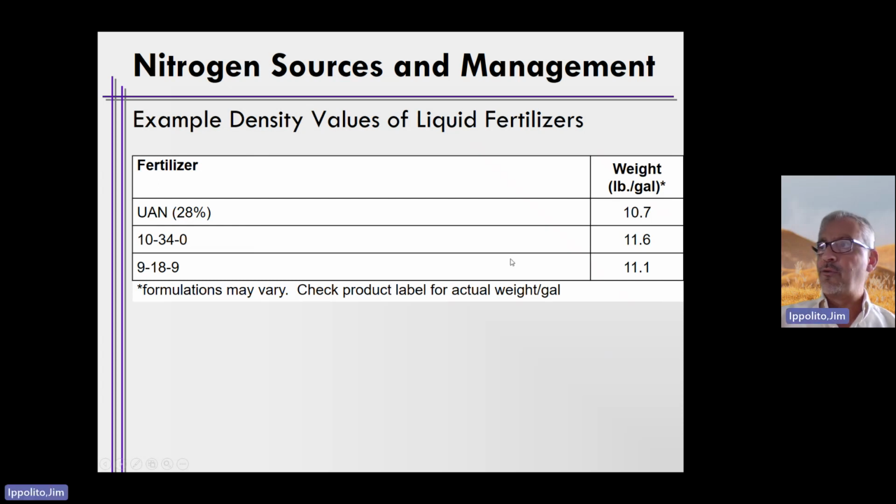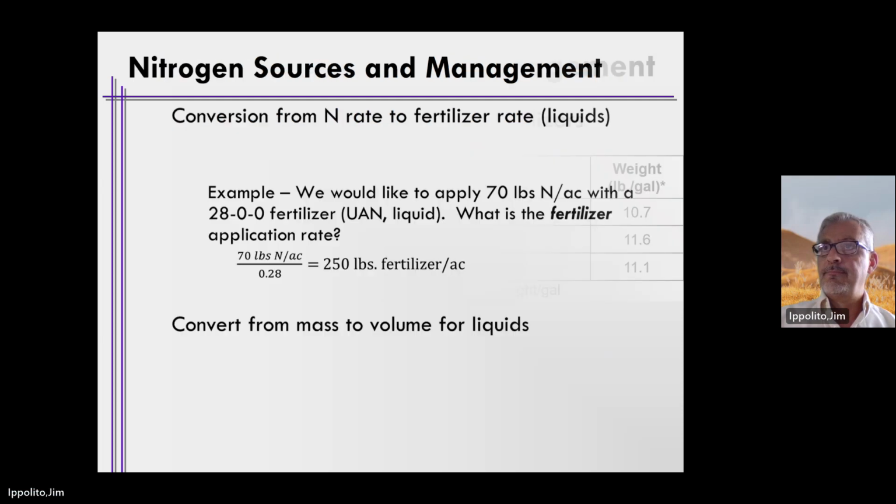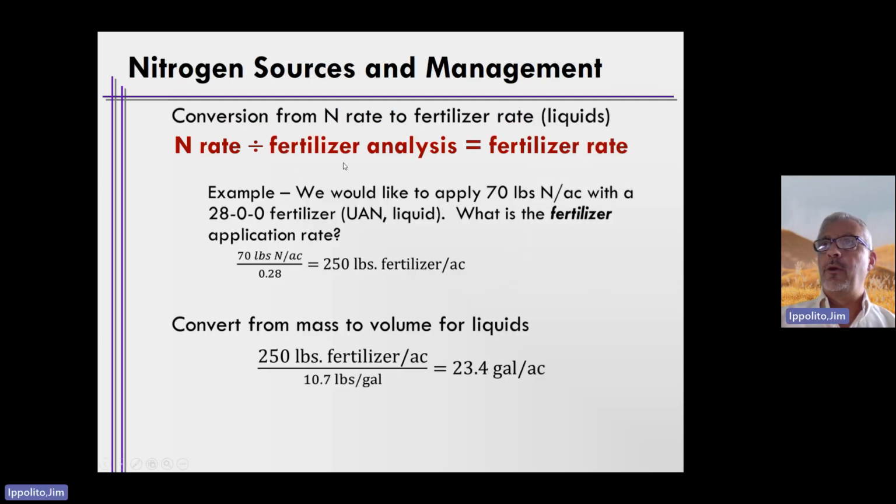Here's some other liquid fertilizers and their densities. So for this example, we are using urea ammonium nitrate. So we're going to take this 10.7 and plug it into the equation that I just gave you on the previous slide. Okay, so here is basically the previous slide. And we calculated step one up to right above where my cursor is moving. So what we're going to do is take the 250 pounds of fertilizer per acre and divide it by the density. Right, so 250 divided by 10.7.